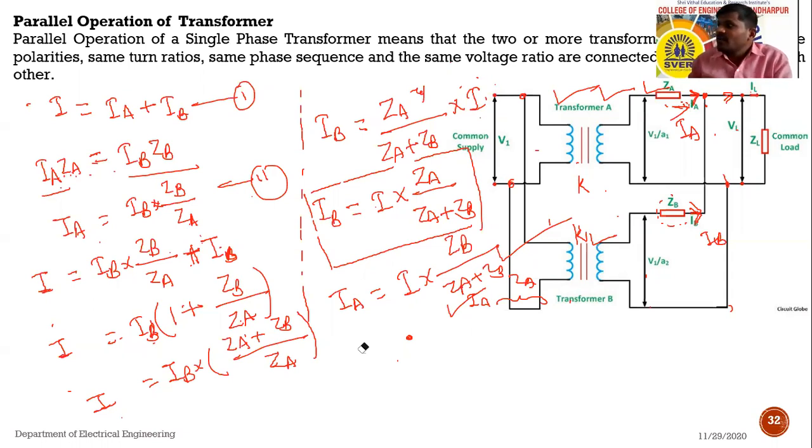So this is the final conclusion about the load shared by each and every transformer. The load shared by each transformer is equal to the total load current I into the opposite transformer impedance divided by the sum of all the transformer impedances. Right? You have all written down the derivation.